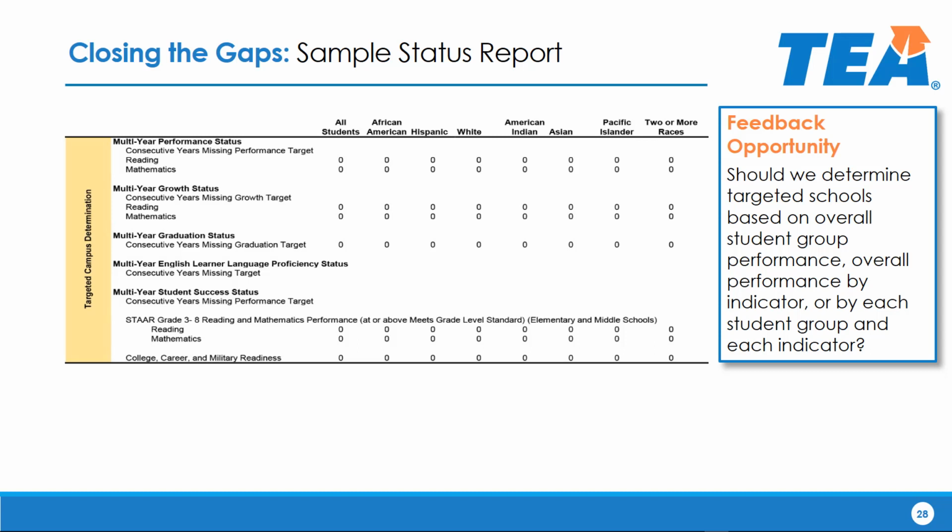So here's a feedback opportunity. Should we determine targeted schools based on an overall student group performance? Say, for instance, a single student group misses any one of these indicators for a consecutive number of years? Should we look at it by overall performance by indicator? Is there one indicator that's missed over consecutive years by any student group? Or should we look at it by student group and indicator? So in order for a school to be targeted, a specific student group would have to miss a specific indicator for several years in a row.